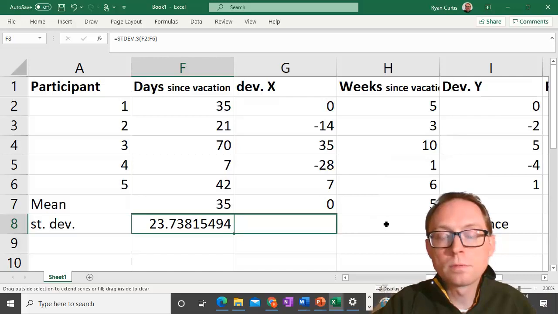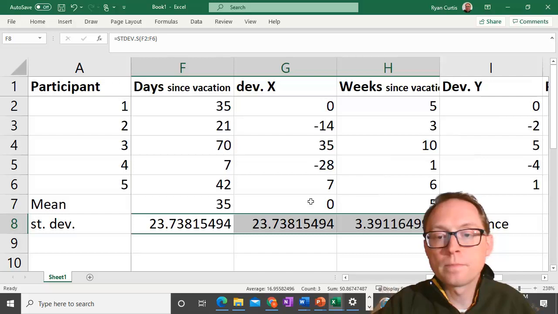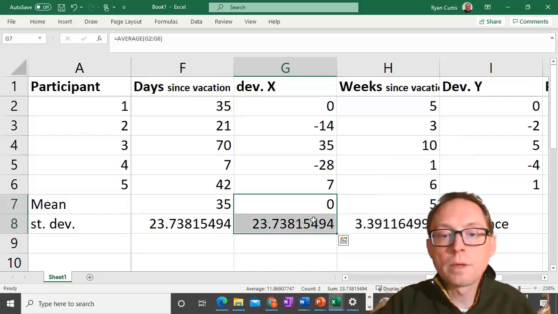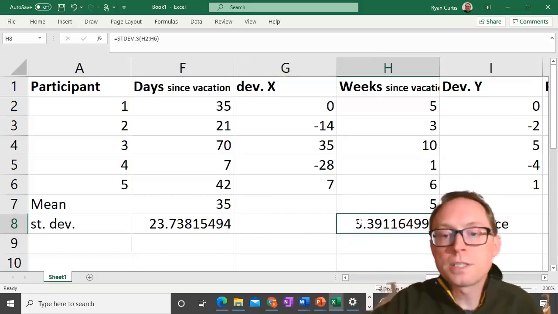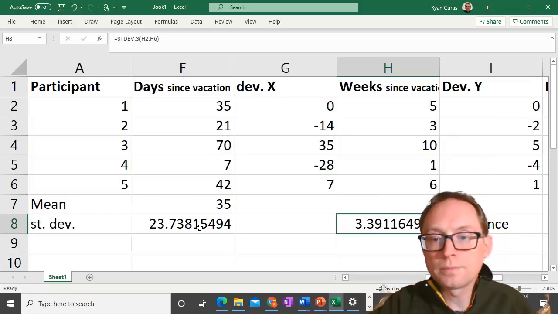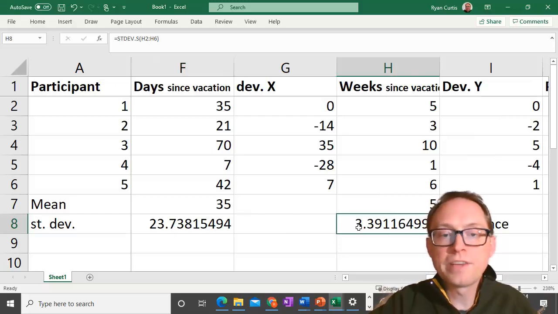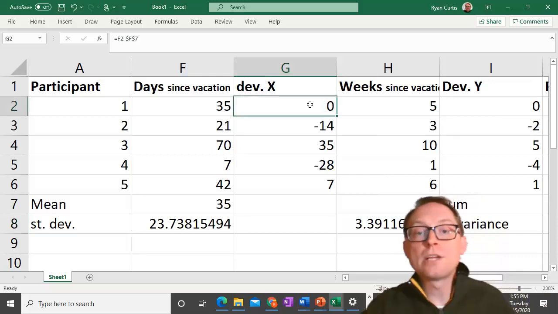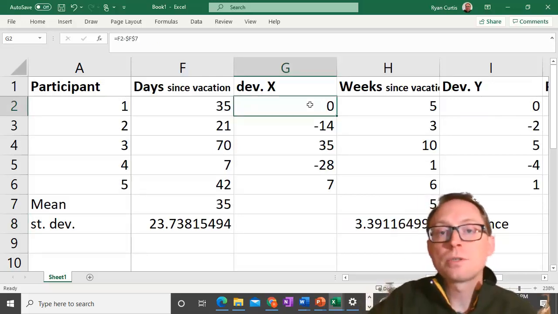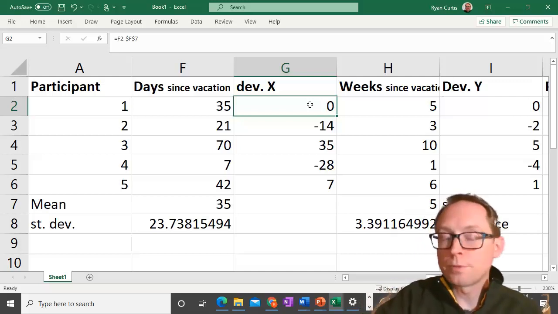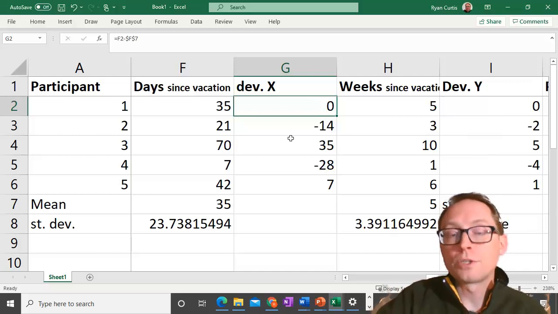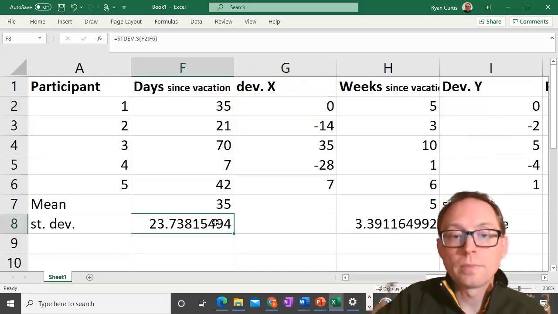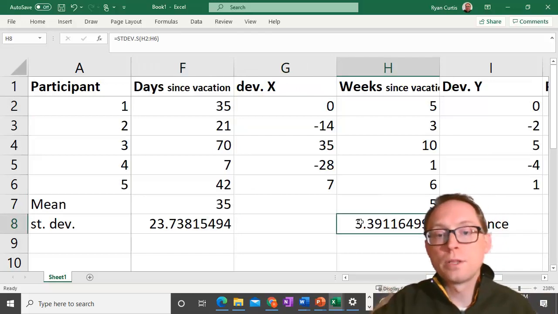I'm going to do the same thing. I'm going to get rid of these in the middle. This is the standard deviation for weeks. This is the standard deviation for days. This is the standard deviation for weeks. Remember, the standard deviation is each of these deviations. You square them, you add them up, you get the sum of, that's the sum of squares. You divide by n minus 1 because this is a sample. Then you take the square root of that, that's going to be the standard deviation. And this is what you should get for days. This is what you should get for weeks.